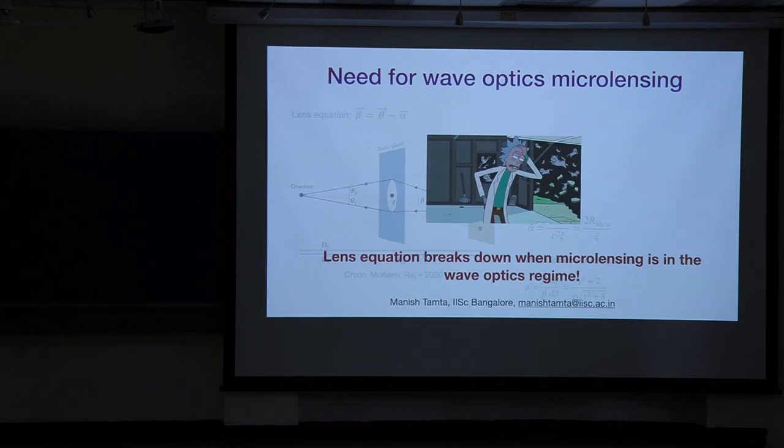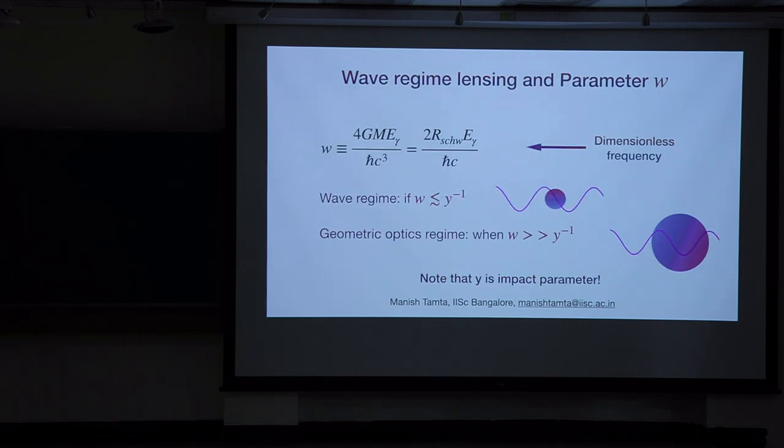But for our system, what I have told you till now basically breaks down, because the length scale of these PBHs is comparable to the wavelength of light. So all of this breaks down. You have to go to wave regime microlensing. You can define a parameter w, which I call a dimensionless frequency parameter. It basically compares the length scale of the primordial black hole to the wavelength of the light. This involves the time delay due to lensing, and E gamma by h bar is the angular frequency of the photon.